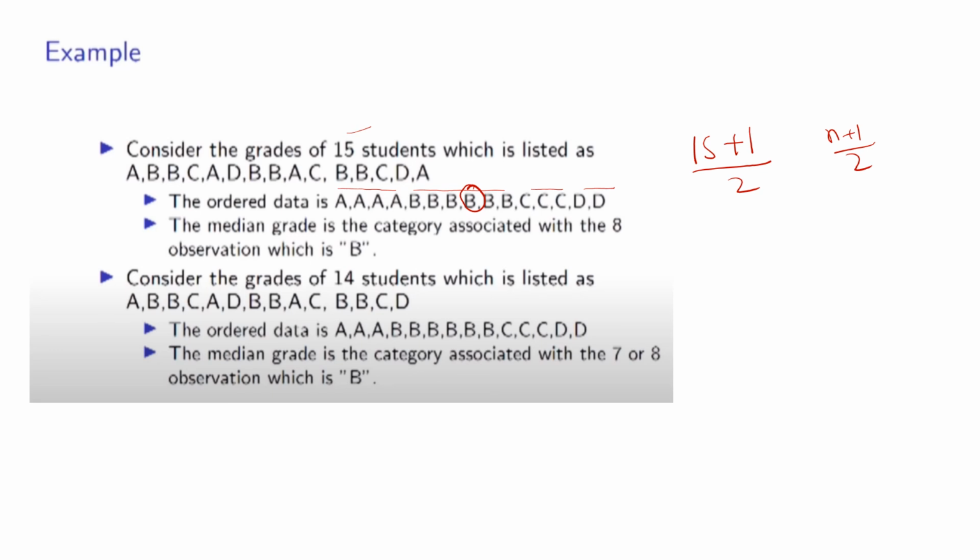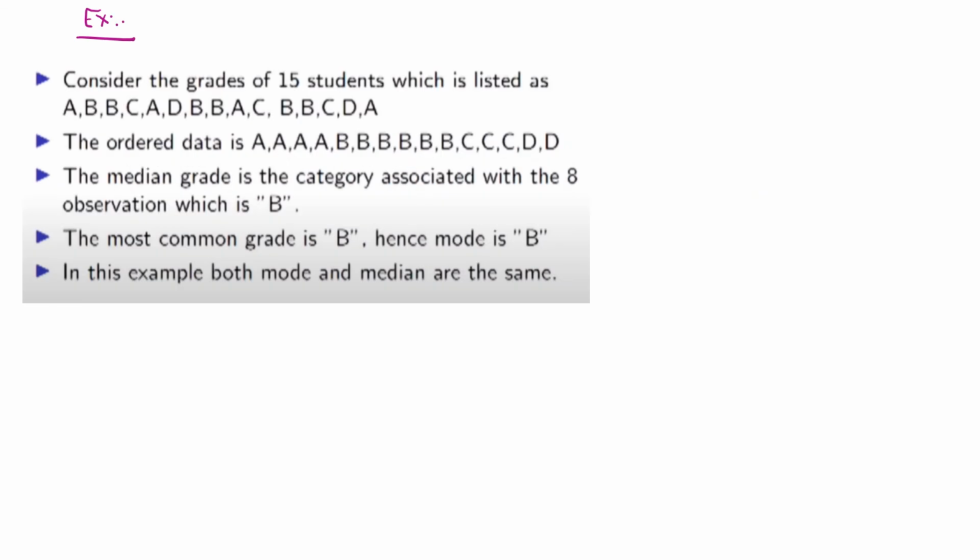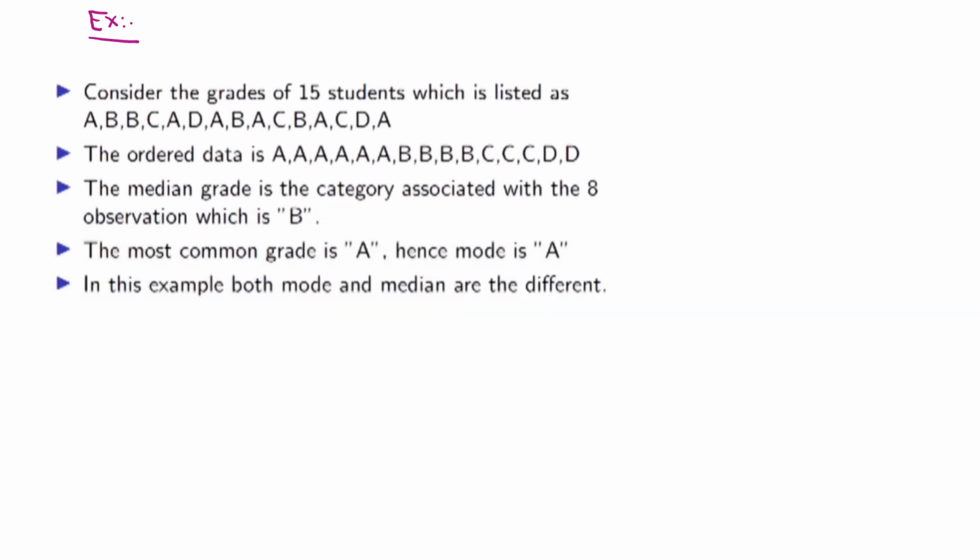B is the median of this data. Now consider the grades of 14 students, which are listed here. Then the median grade is the category associated with the 7th or 8th observation. Half of 14 is 7. So here 1, 2, 3, 4, 5, 6, 7. The 7th or 8th, here both are B. So B is the median of this data. Same thing here.